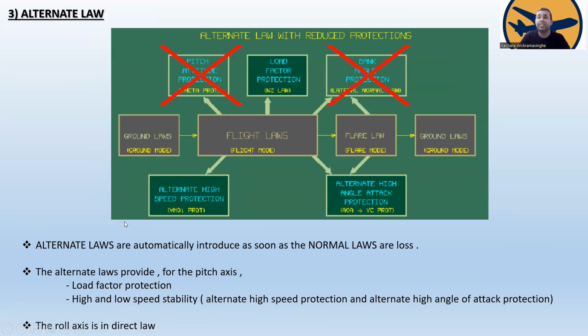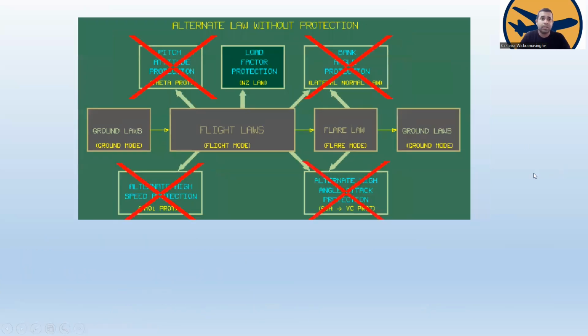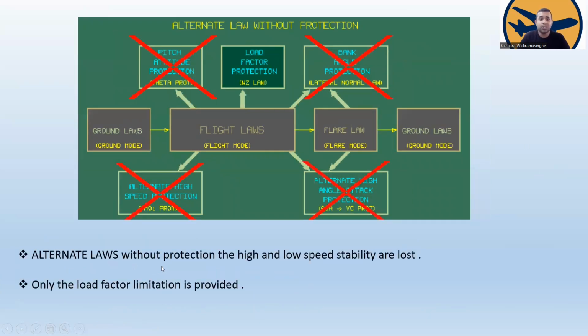So the pitch axis is in alternate law, and the roll axis is in direct law. You can see the alternate law without protection: the high and low speed stability are lost. Only the load factor limitation is provided. Without protection, only the load factor protection is provided in alternate mode.